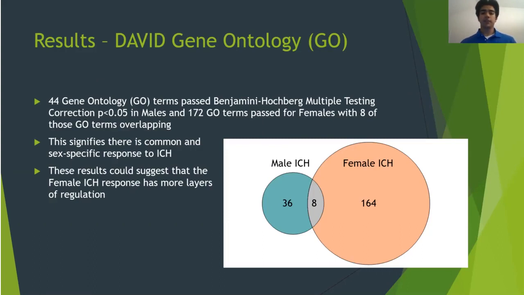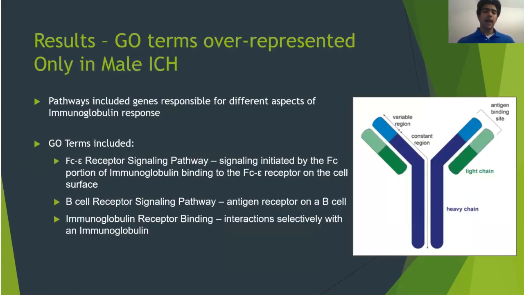For the gene ontology terms, there are only 8 overlaps between male and female ICH response, which shows that just on gene ontology analysis, there are large differences between males and females. First, looking at male-specific gene ontology terms. Some highlights are the Fc epsilon receptor signaling pathway, the B-cell receptor signaling pathway, and immunoglobulin receptor binding. Most of these pathways were in relation to the immunoglobulin response.